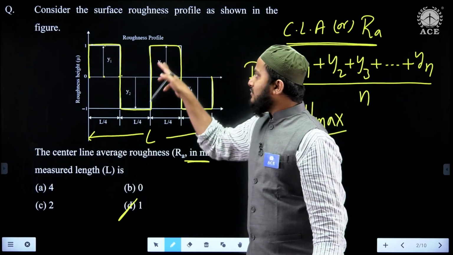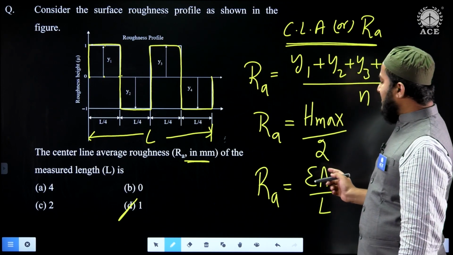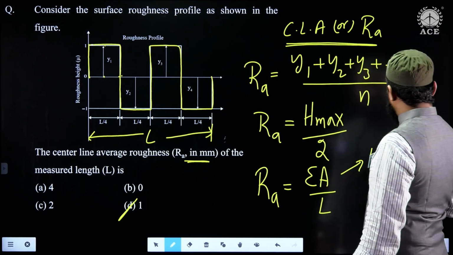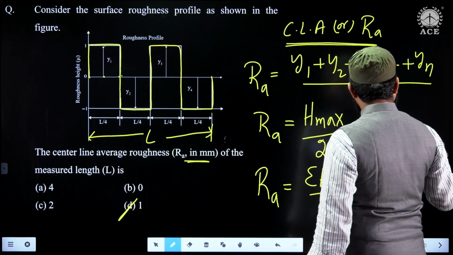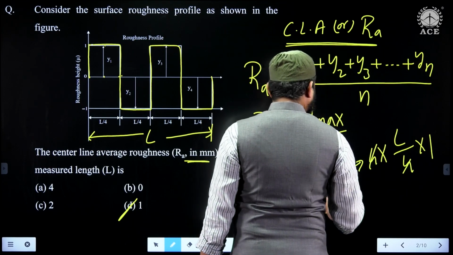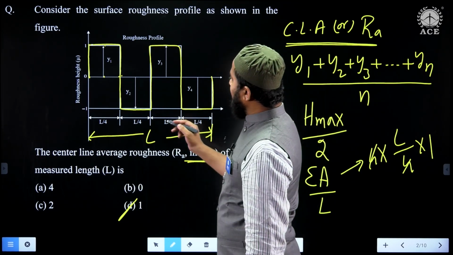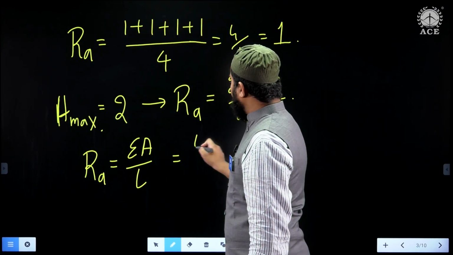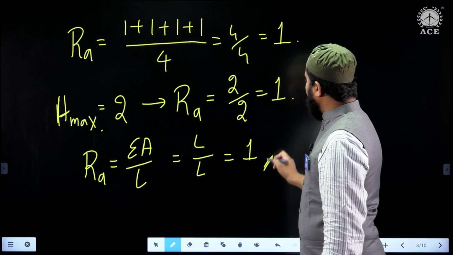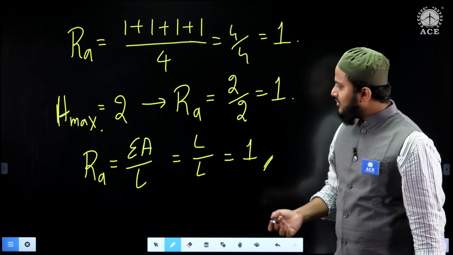How many times? 1, 2, 3, 4. So the total area will be 4 times L by 4 into 1. So at the end it will be L only. The 4 will get cancelled, and the summation of the total area by the sampling length, which is also L, gives 1. So, any method you use, the answer will be the same.